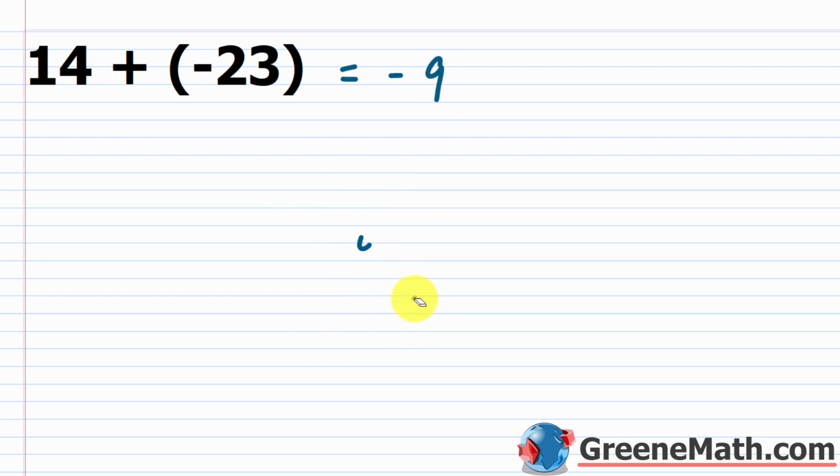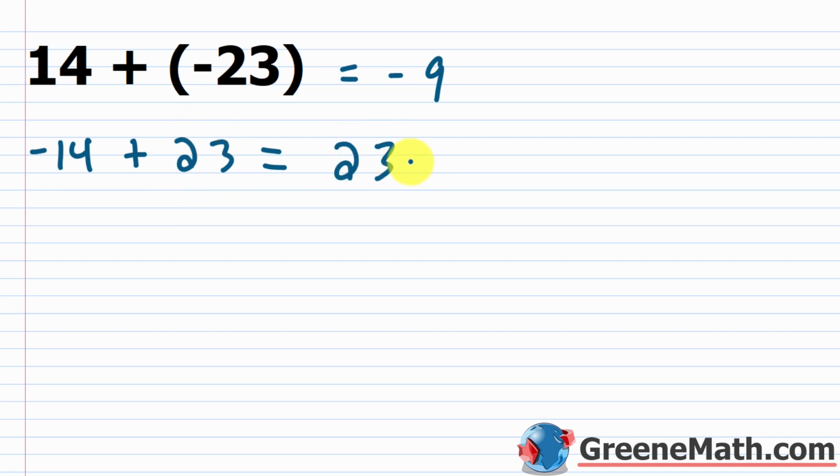And again, if you change this up and you said, well, I have -14 plus 23, well, now I owe $14 and I'm putting 23 in my account. So of course I expect to have a positive balance, right? So the sign of the number with the larger absolute value is positive. So the answer would be positive. And now you can just change this into 23 minus 14, which of course we know is 9.